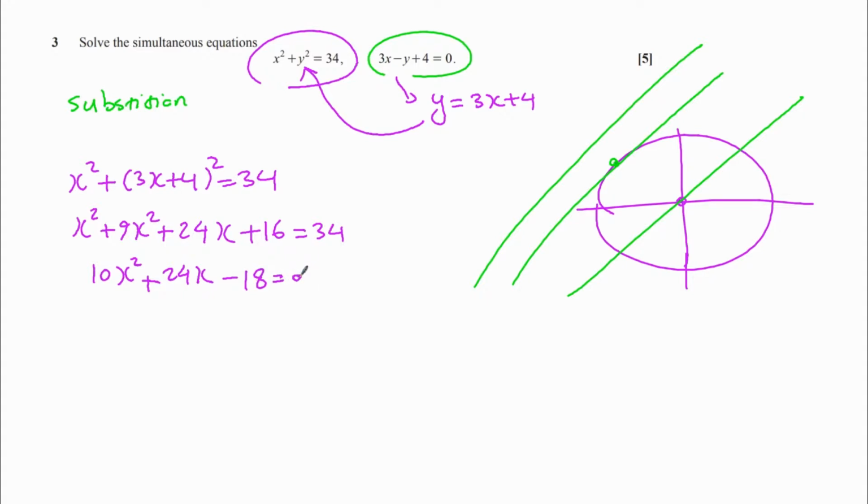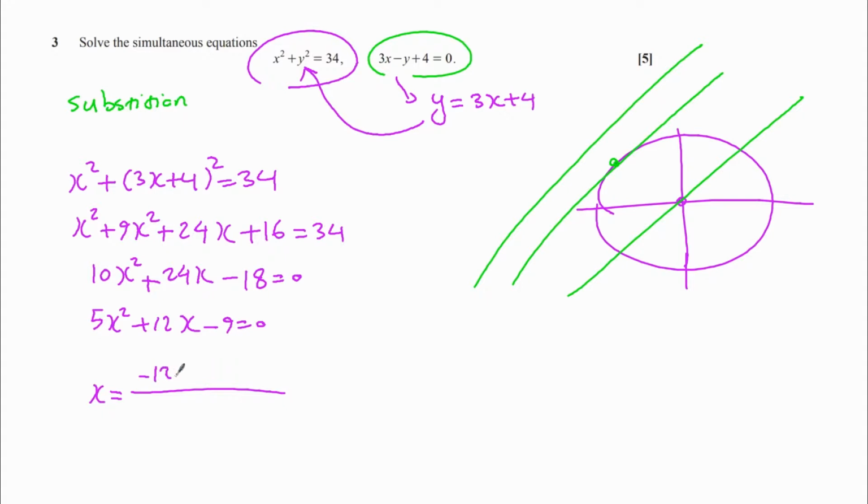This can be just slightly simplified. All of the numbers are divisible by 2, so this could be 5x squared plus 12x minus 9 equals 0. This simplification just makes the numbers a bit smaller, easier to calculate. So we just need to put it in the formula for quadratic equation, minus b plus minus square root of b squared minus 4ac, all divided by 2a. So I'm going to replace it in here.